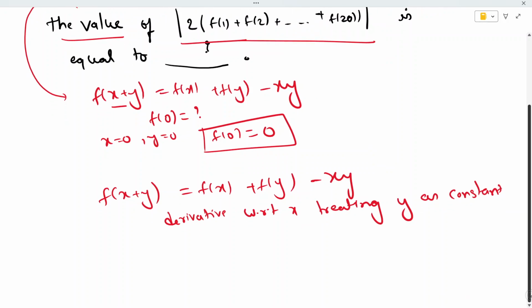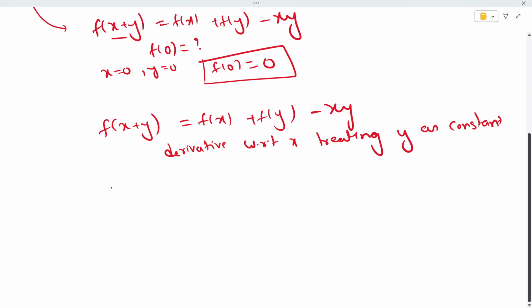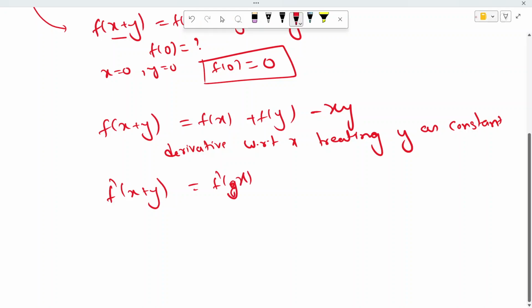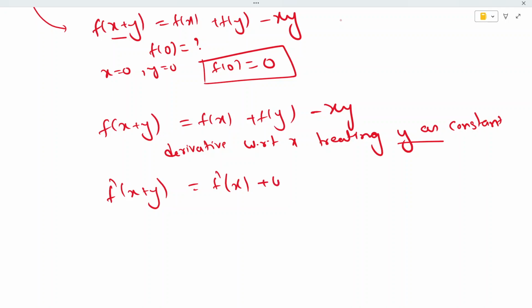We will treat y as a constant. So when you differentiate f of x plus y, f dash of x is a function of y, and we're treating y as constant. So this is 0, and this is x, y, sorry.